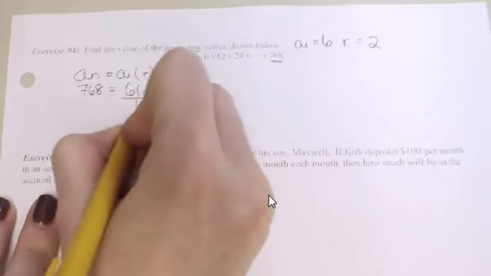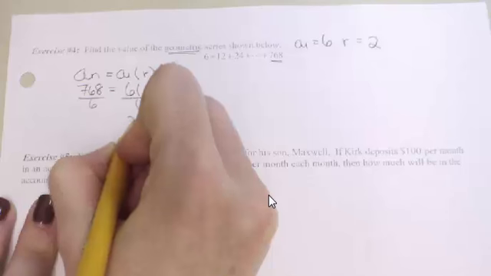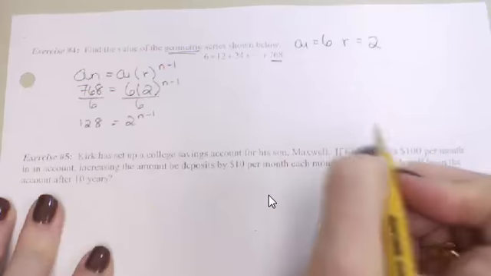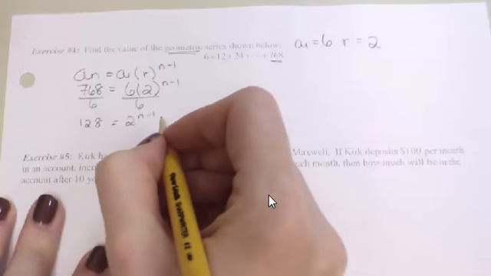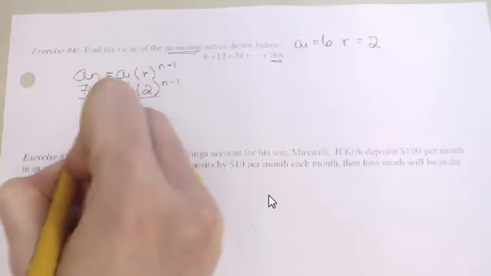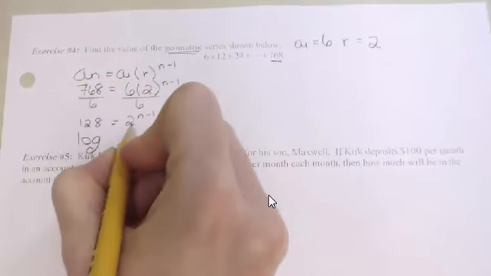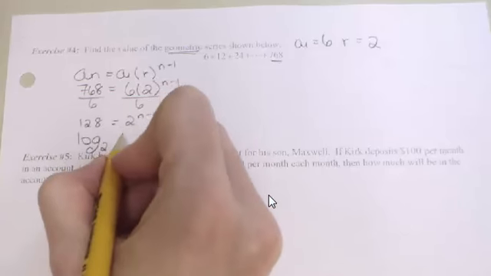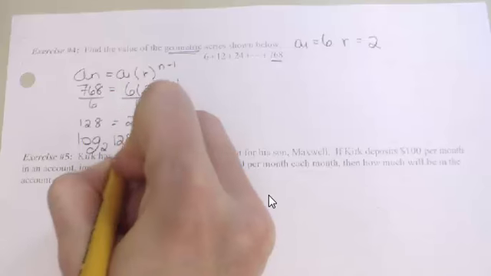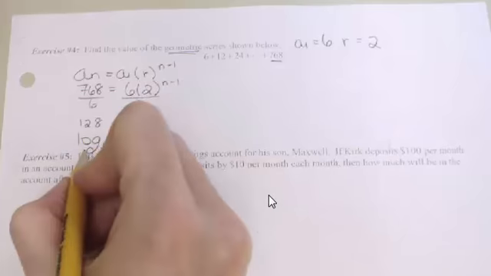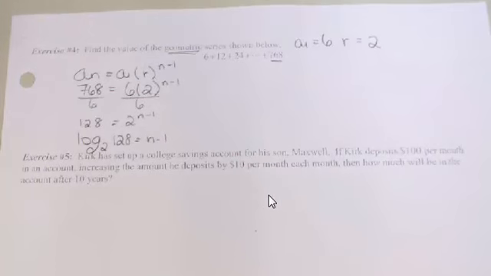First step, divide by 6. And that gets me 128. Then I'm in a position where my exponent is in the sky. I can't have that. I'm going to switch to logs. So I go from exponential to log. Log base 2, that 2 is holding up the n minus 1, so that's my base, of 128 equals n minus 1. I'm going to type log base 2.